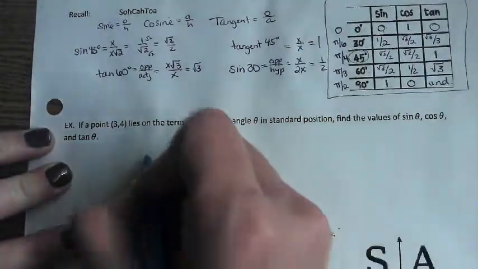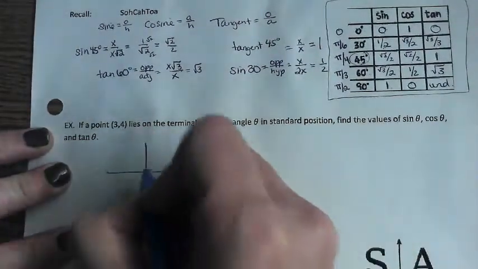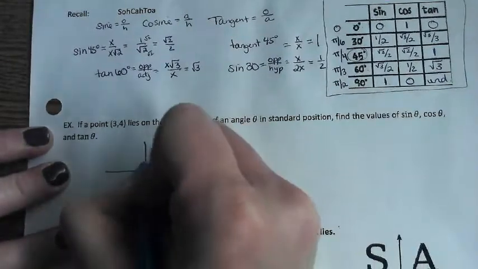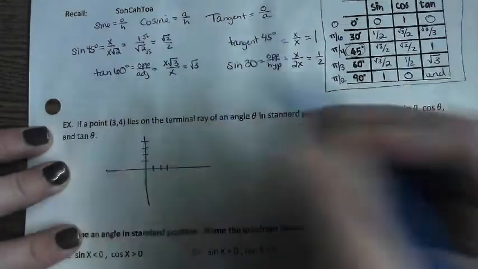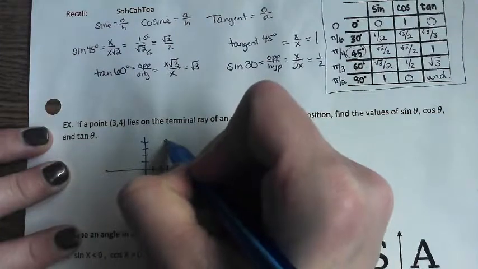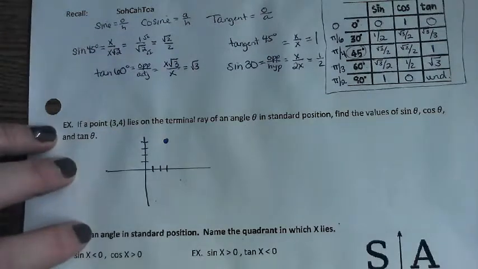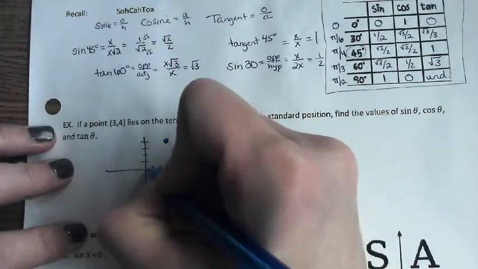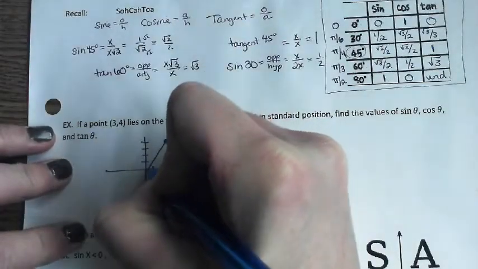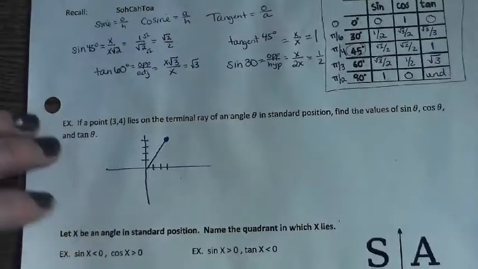There's a point (3,4). I'm going to sketch that, and I'm always going to tell you in trig, sketch it. So (3,4) is approximately there. It doesn't have to be exact. And a terminal ray of some angle gets drawn to there. So just draw your terminal ray to that point.